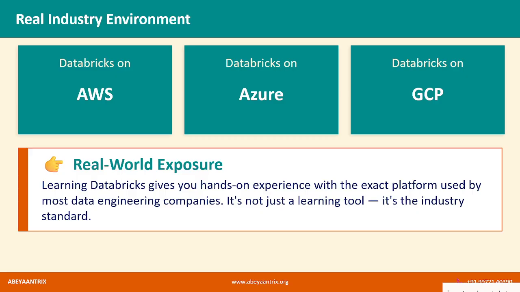Okay, no problems. Then, when it comes to the real industry environment, Databricks can be used on AWS, on Azure, and on Google Cloud Platform. GCP means Google Cloud Platform. You might have heard about AWS, Azure and all. These are the cloud platforms. So you can have Databricks on all these platforms, so there is no limitation. If you have already learned AWS, then you can use Databricks on AWS itself. Whichever cloud platform is comfortable to you, you can use for Databricks.